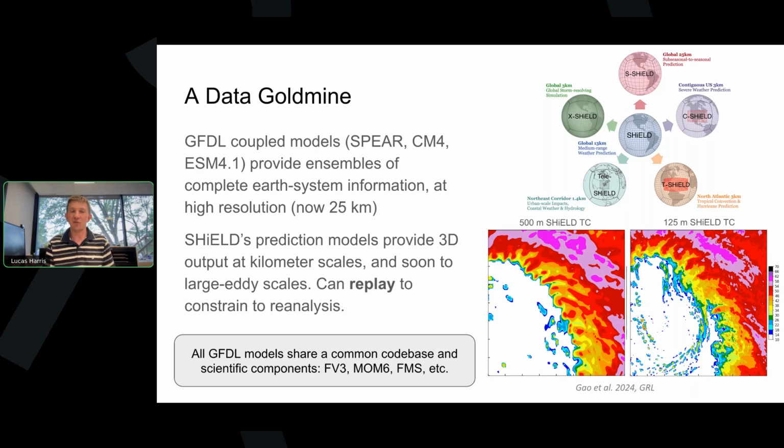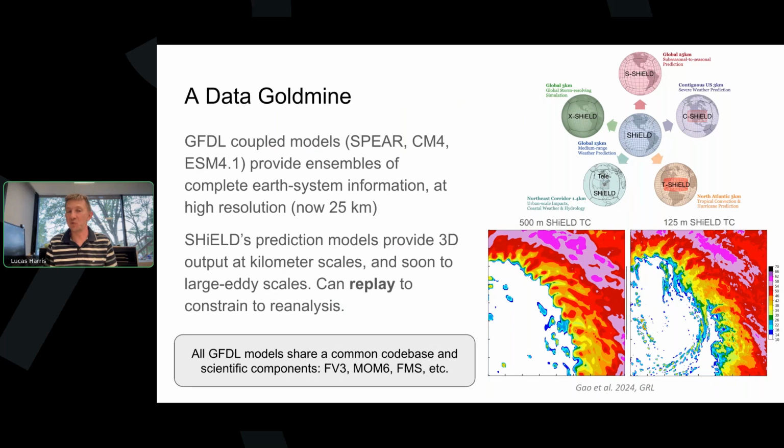James is going to talk about some results emulating CM4, one of our coupled climate models here. GFDL has a whole suite that's providing ensembles of increasingly high resolution coupled climate data. And then, of course, our SHIELD, our prediction model suite here at GFDL, they provide 3D output at kilometer scales, and eventually soon we're going to go to sub-kilometers, large eddy scales. You can see an example here published by my colleague Kuan Gao.